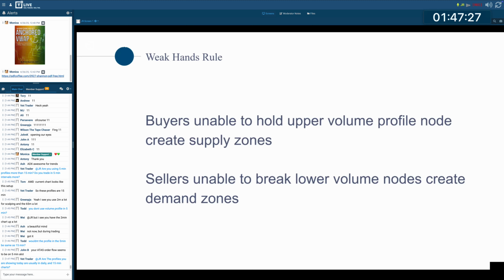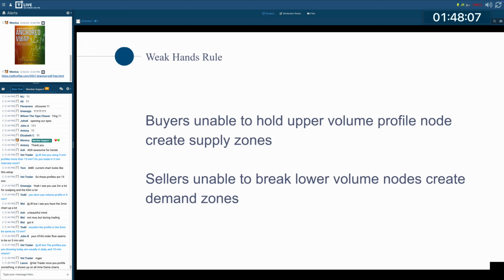The profiles you are showing today are usually in daily and in 5-minute charts. Well, there's a session volume profile, vet trader, which takes into account the entire day. And then there's fixed range volume profiles, which profile a certain segment of the action. It could be an hour, it could be a week, it could be 15 minutes. It depends on what I'm trying to look at. Basically, a fixed range volume profile is like an X-ray machine or a magnifying glass. You use it to look at very specific things.